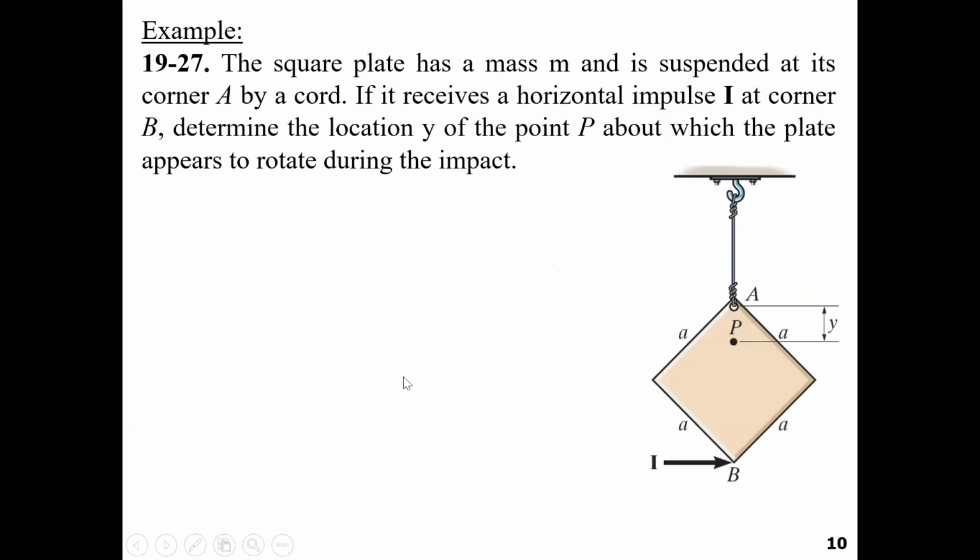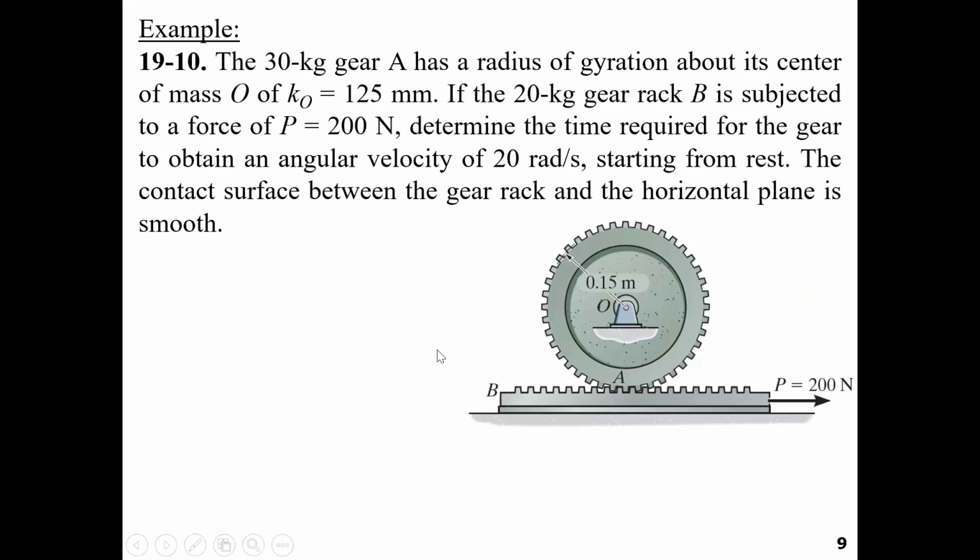Now, we're going to do a simple example to see how we can determine the angular momentum and angular impulse and relate them together. In this example, you have a gear which has a 30 kilogram mass. It has a radius of gyration of 125 millimeter. The radius of the gear, or the effective radius up to the contact here, is 150 millimeter.